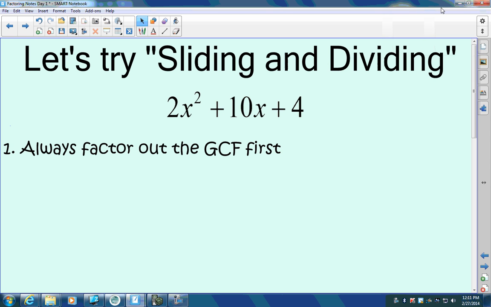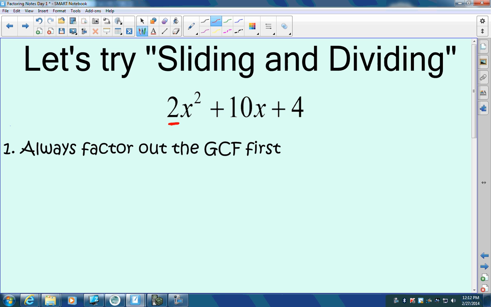We are going to start by learning how to factor. And with these videos, we're going to do what's called sliding and dividing. Okay? The very first step, which I've been stressing right here to my class, is pulling out the GCF. So when I look here, out of these three terms, what is my GCF?